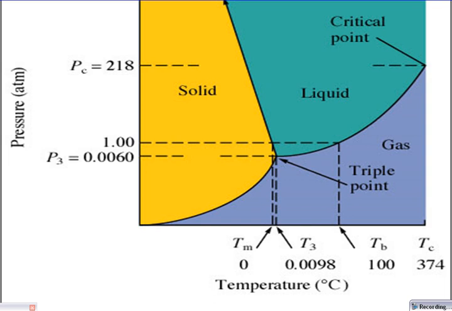So this is a phase diagram for water. The critical temperature for water is 374 degrees Celsius. At that point, you no longer can have liquid water. The critical pressure for water is 218 atmospheres.